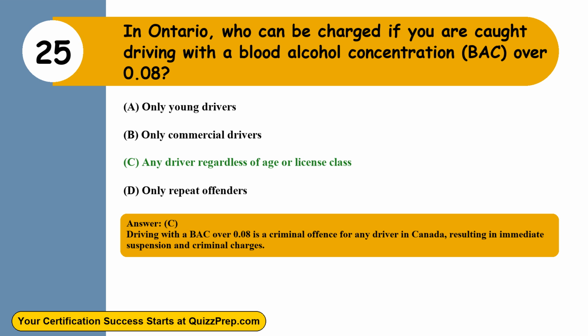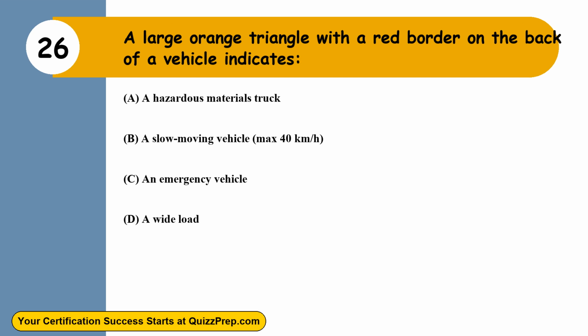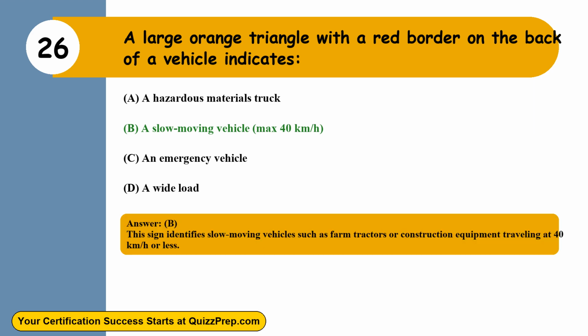Question 26. A large orange triangle with a red border on the back of a vehicle indicates: Option A, a hazardous materials truck. Option B, a slow moving vehicle, max 40 km/h. Option C, an emergency vehicle. Option D, a wide load. The correct answer is option B, a slow moving vehicle, max 40 km/h. This sign identifies slow moving vehicles such as farm tractors or construction equipment traveling at 40 km/h or less.